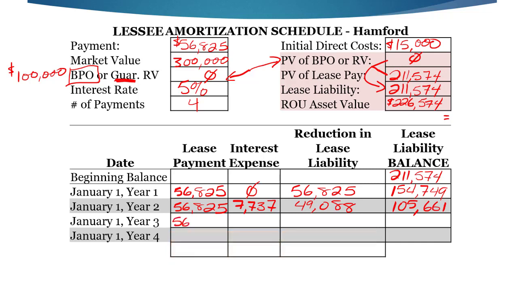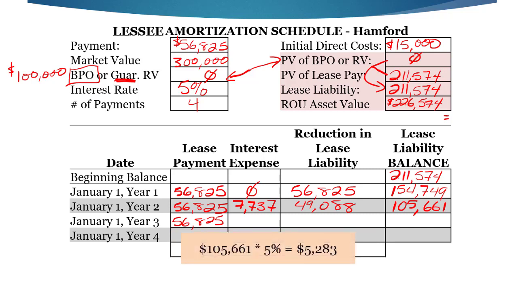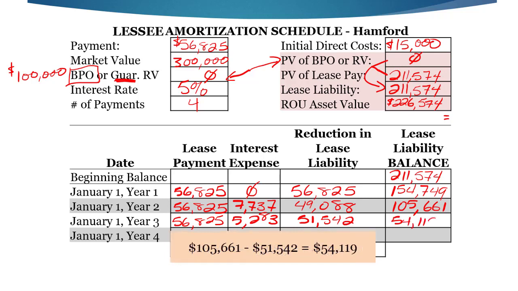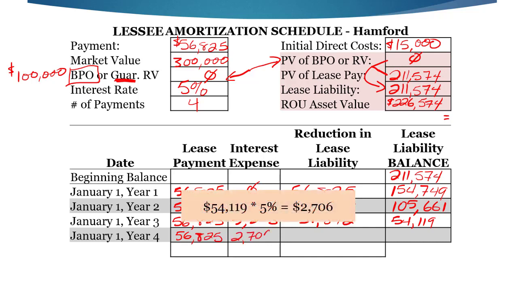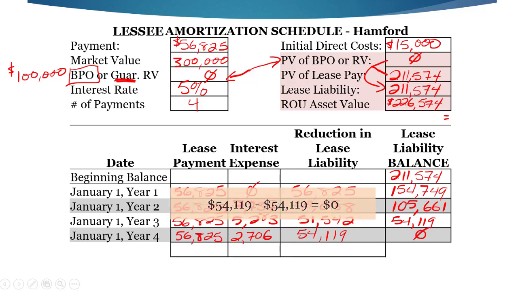So let's see, $56,825. I make another payment. Now I take the 105 times the 5%. That gives me $5,283. So of that, $51,542 will go to the payment. So that gives me $54,119. I'd make another payment of $56,825. This time my interest will be $27,006. So $54,119 leaves a balance of 0.